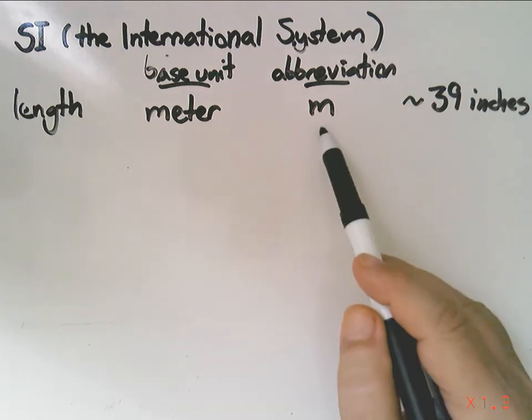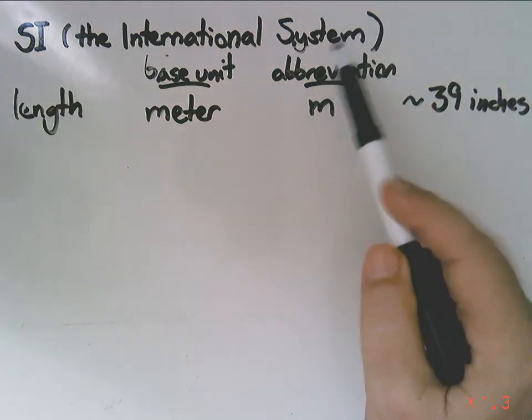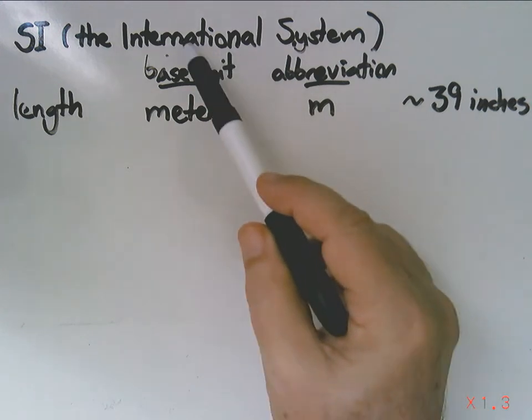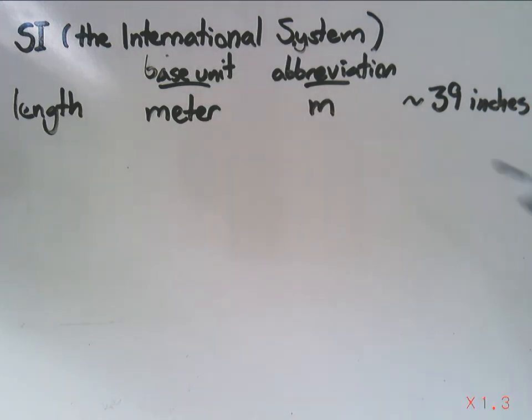But what I do want you to know are metric to metric conversions, conversions within the SI system. So when I say metric system, the metric system is another way to say international system. A metric system is a system of measure that's based on tens. And the SI system is an example of a metric system.